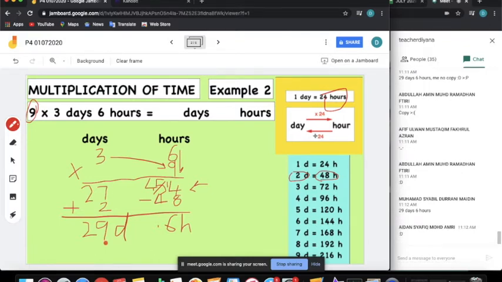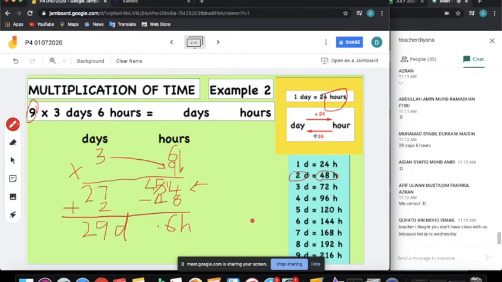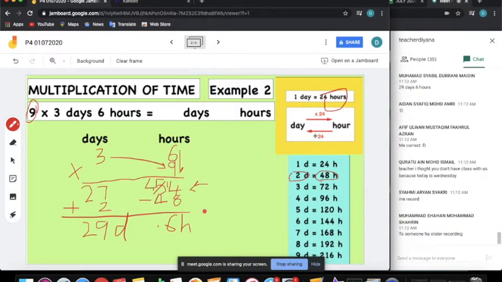Everyone, look here. 29 days, 6 hours. Just focus on my lesson, please. If not, you will not understand at the end, then you will answer wrong, wrong, and wrong. Okay, very good, Afif Ulwan. For those who answered correctly, very good. Don't talk about anything except mathematics.